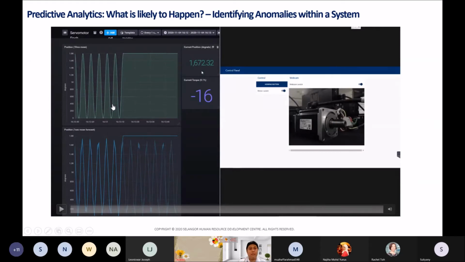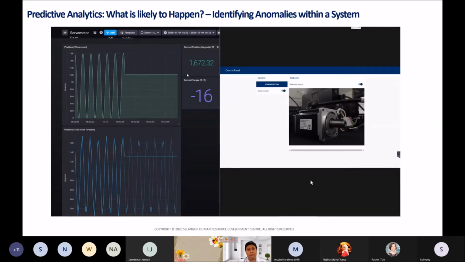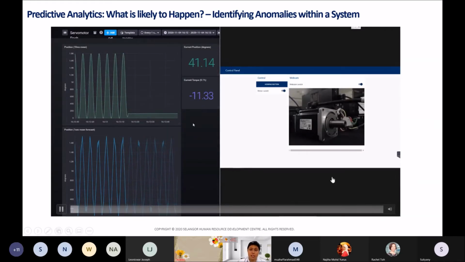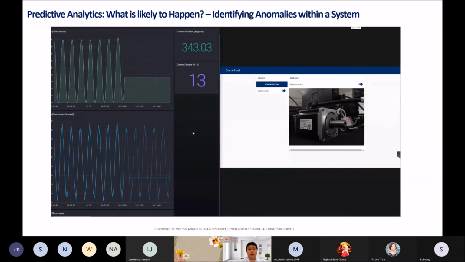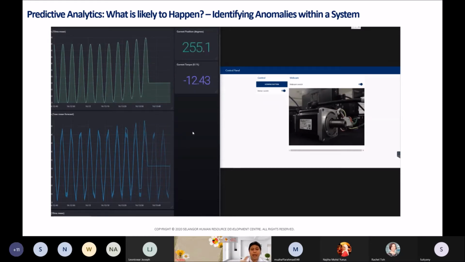Then when you go into predictive analytics, you talk about what is likely to happen, right? So if you look at this system over here, you're actually monitoring a motor running, okay? Now, in the actual look, it looks like nothing has happened to the motor, right? But as it goes over time, you start to see that there's a deviation in the signal that is being generated. That means you see that there is a difference, there's an error there, right? And that error actually will tell you that the motor is starting to fail, right? It is starting to fail.